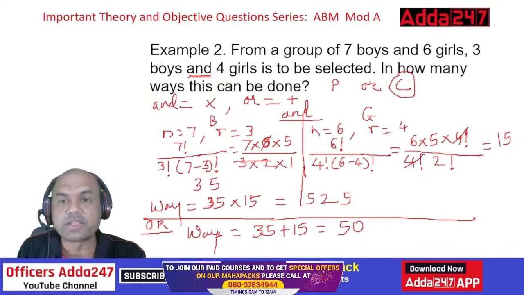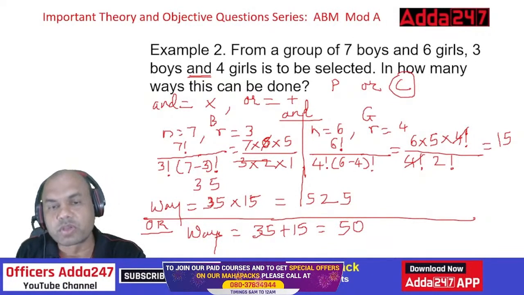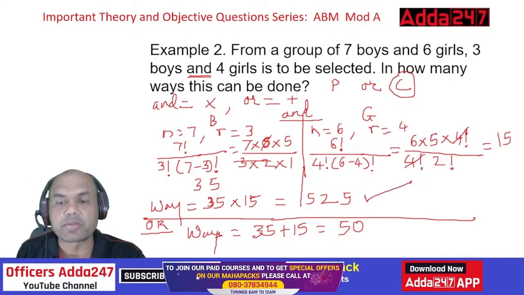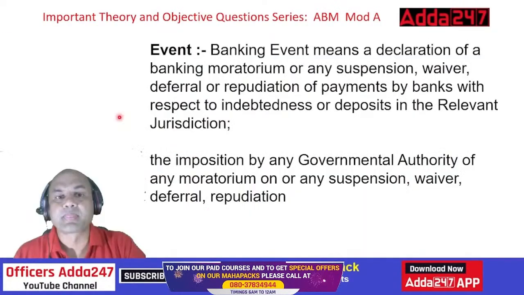So in 50 ways I can select 3 boys or 4 girls. And when I say 3 boys and 4 girls, it is 525 ways. So this is the answer for the required problem, and this is the answer if "or" is asked in the exam.